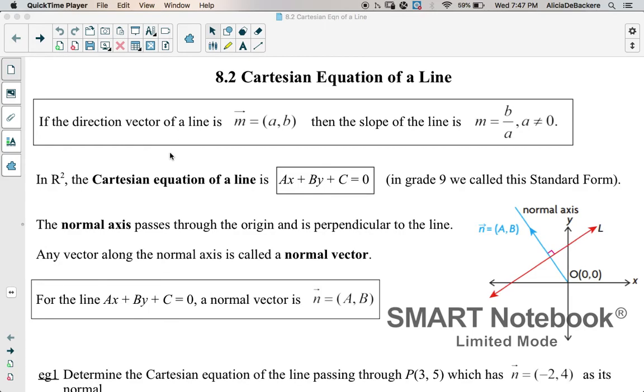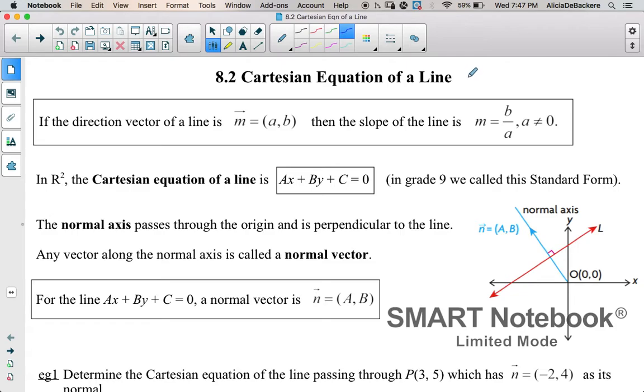Okay, welcome to lesson 8.2. Today we're looking at the Cartesian equation of a line, and this lesson is specifically in R2 or 2 space.